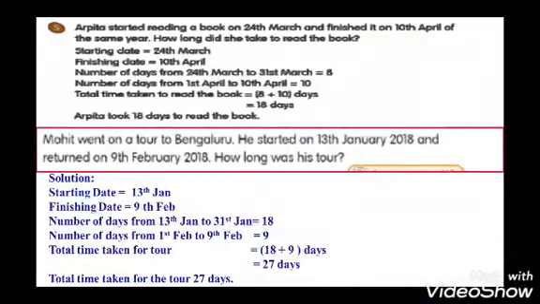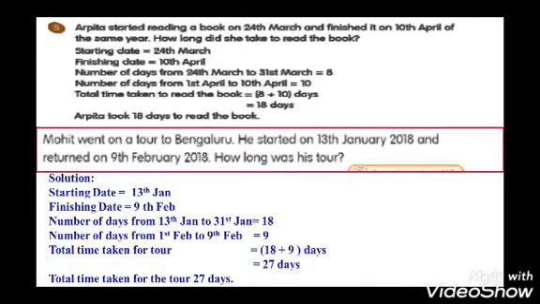Arpita started reading a book on 24th March and finished it on 10th April in the same year. How long did she take to read the book? So the starting date is 24th March, the ending date is 10th April. We count the number of days from 24th March to 31st March, it is 8. The number of days from 1st April to 10th April is 10. We add both and the total is 18 days. So Arpita took 18 days to read the book.